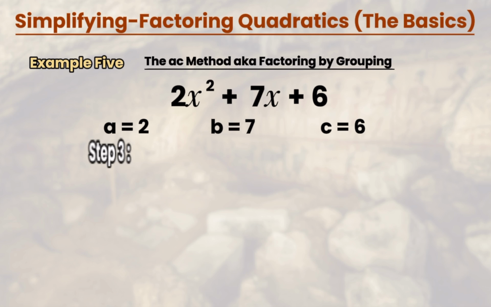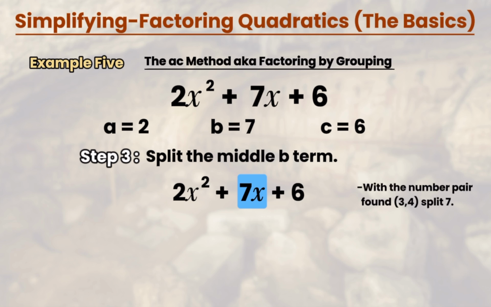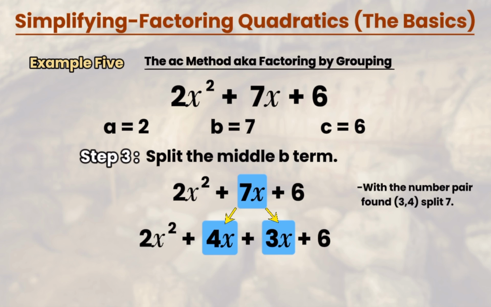Step 3. Split the middle term. Rewrite the middle term by splitting it into two terms using the numbers that we found. So, 2x squared plus 7x plus 6 becomes 2x squared plus 4x plus 3x plus 6.